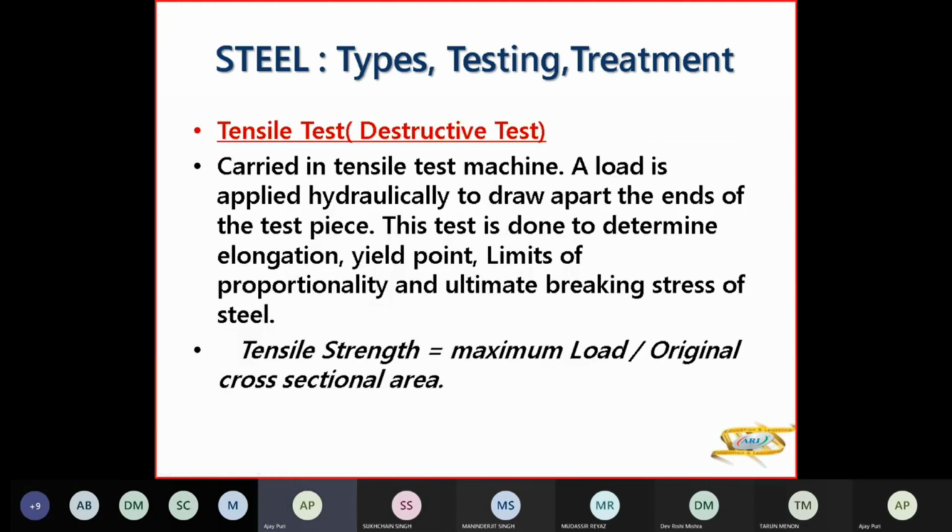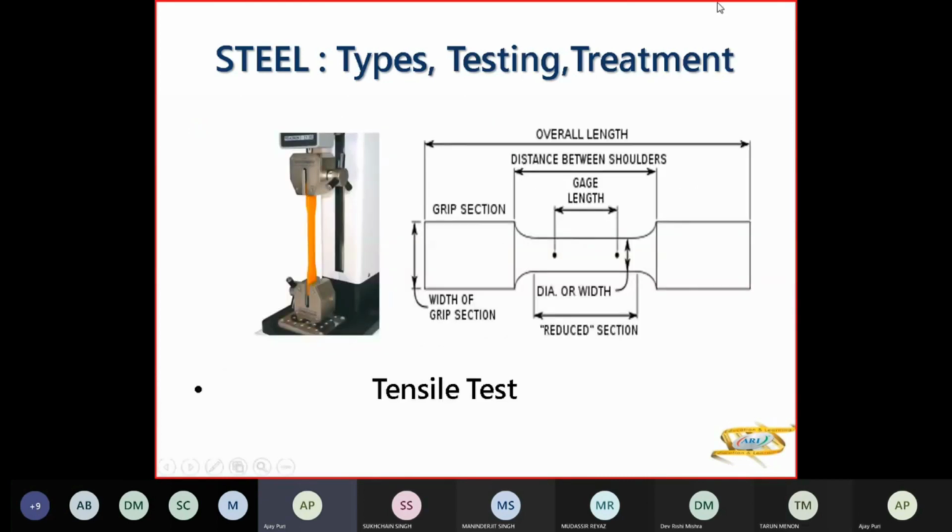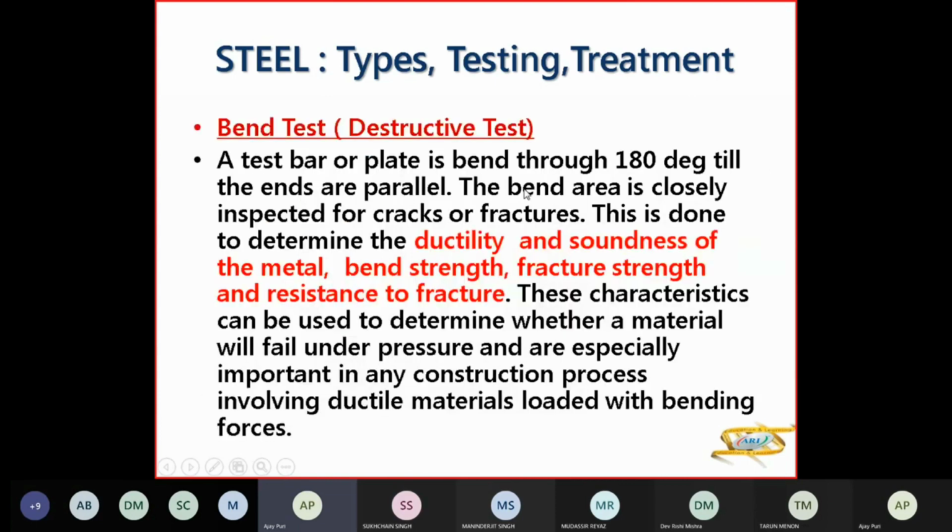This is to determine your elongation, yield point, limits of proportionality, and UTS. Your tensile strength is the maximum load per original cross-sectional area. You have to make this diagram: the width of grip sections, distance between shoulders, gauge length, reduced sections, and overall length. You have to make this diagram.